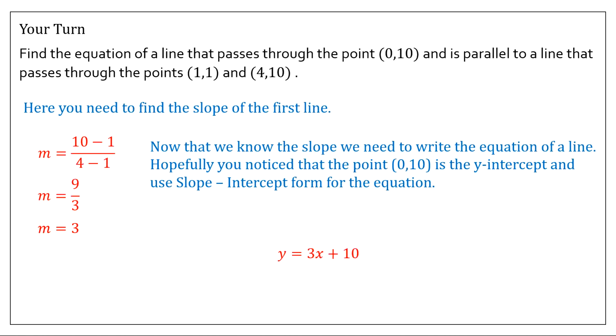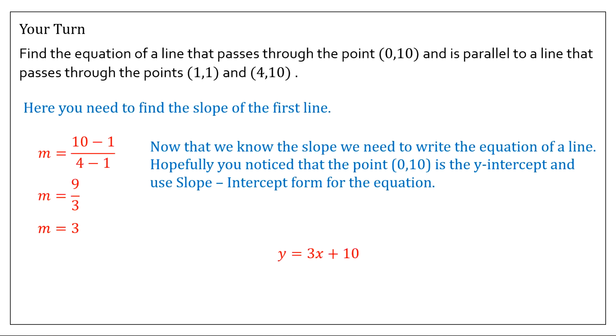Does that make sense? If you got point-slope form, that's fine. You would probably have y minus 10 equals 3 times x plus 0, or y minus 10 equals 3x. Either way works, but if you recognized the y-intercept point they gave us, good on you.